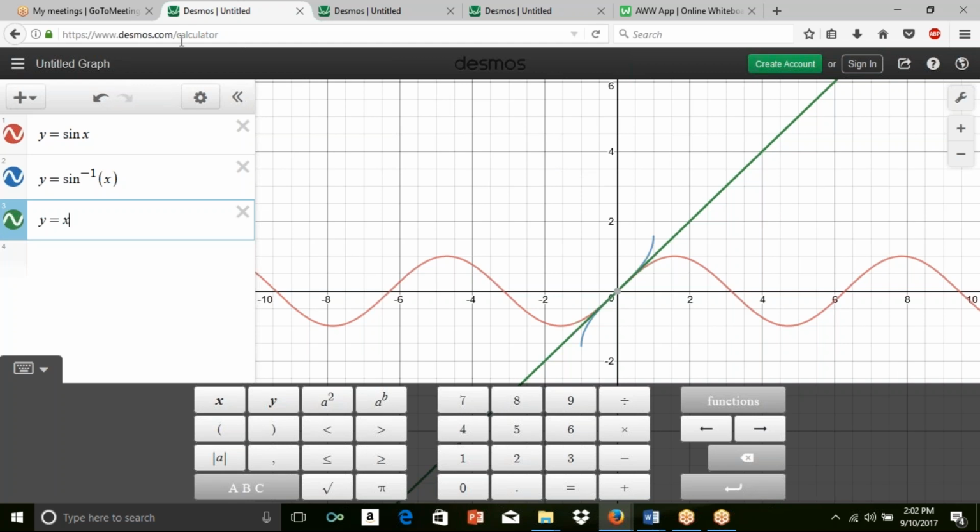By the way, Desmos, if you ever need anything graphed, it's really great. You can graph anything on Desmos.